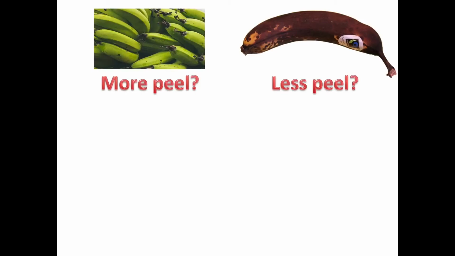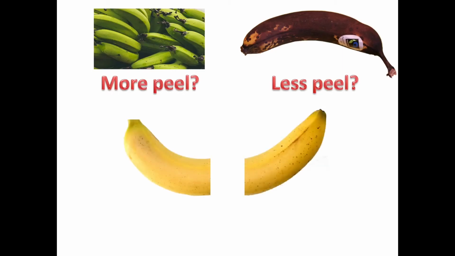Well, now you want to know if banana peel proportions change over time. Maybe the peel gets thinner the older the banana gets. So you sample 20 bananas again, only this time you cut each banana in half, like this. You weigh one of the halves now and store the other half for later. After a week, you weigh the other half.